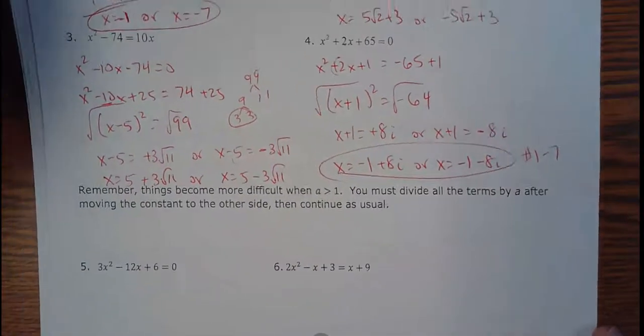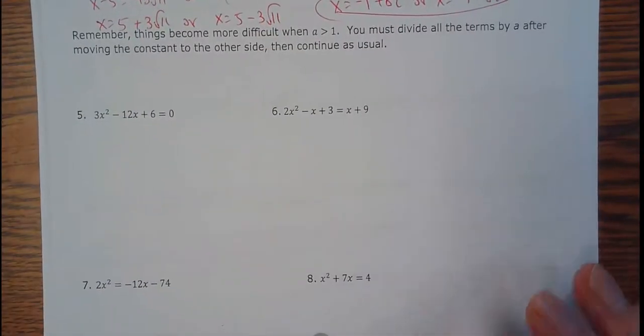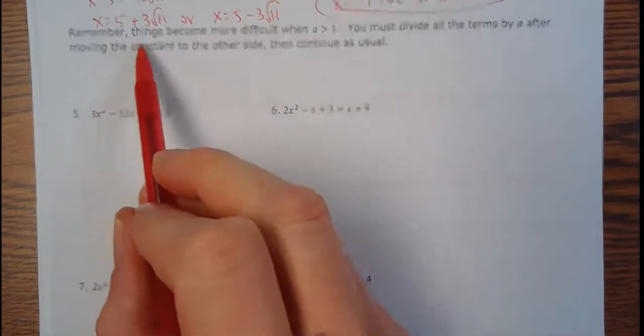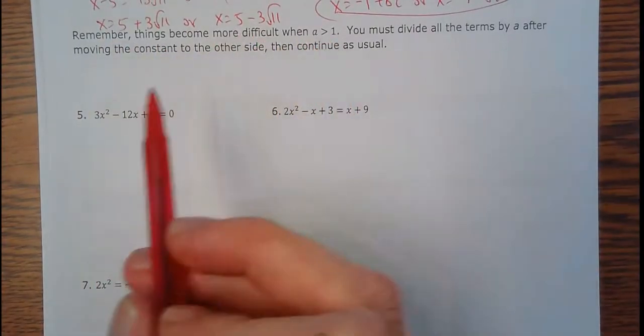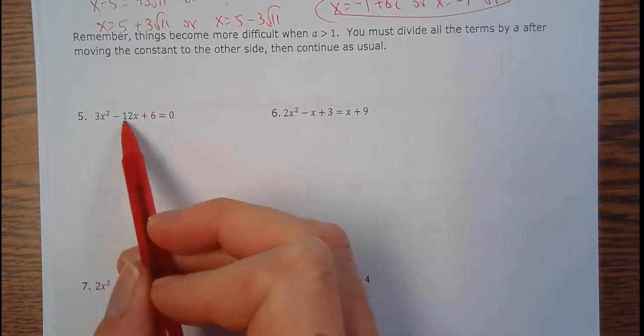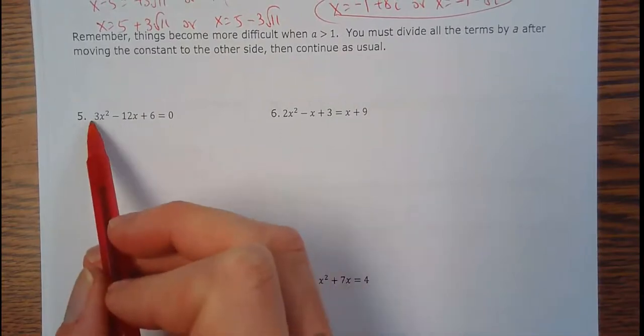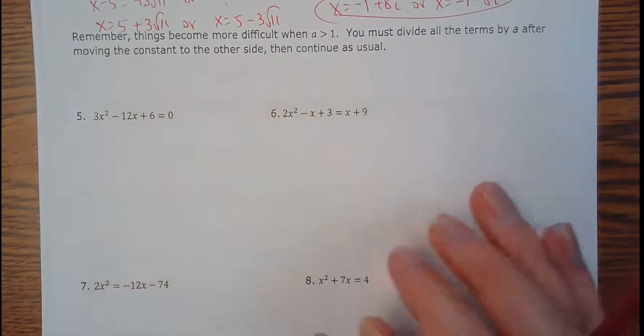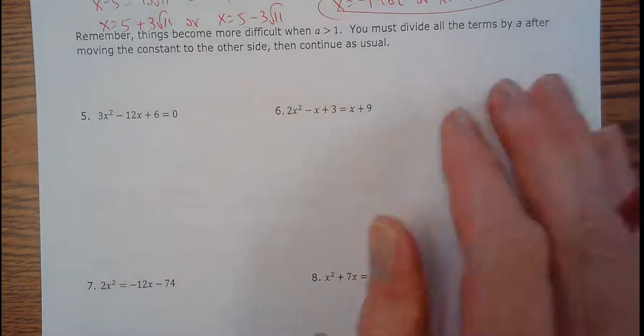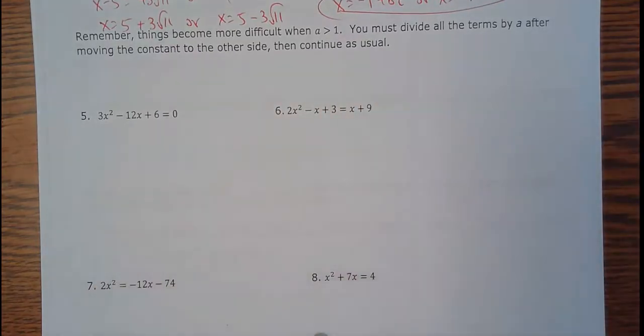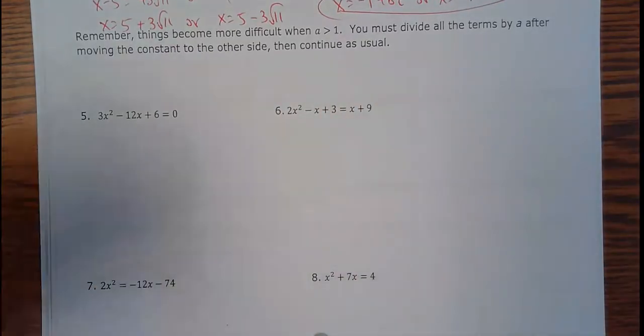Okay, we're going to finish the bottom here, these problems. So remember, things become more difficult when a is greater than 1. In that, remember, that's a, b, and c. So if a is greater than 1, things get a little more difficult. So we're going to have to do some dividing by a after we move the constant side.